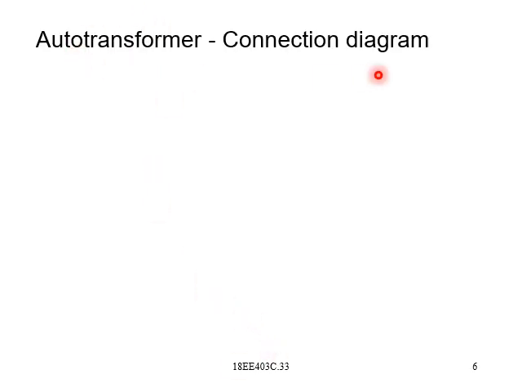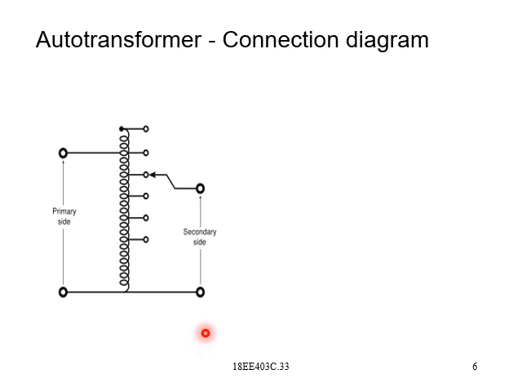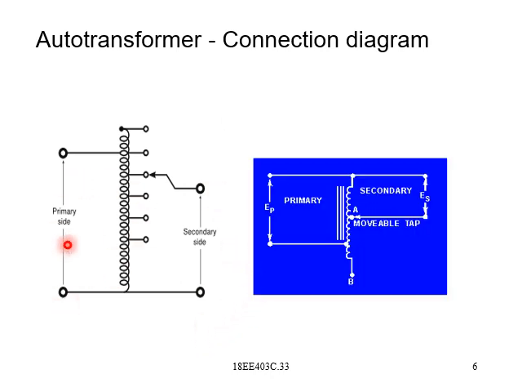Here is the auto transformer connection diagram. You can see there is only one winding in it. For this winding you have primary and secondary, whereas the secondary is connected through tappings. There are multiple taps which can be reduced and increased continuously. So through tappings it is connected to the secondary side, to the load.